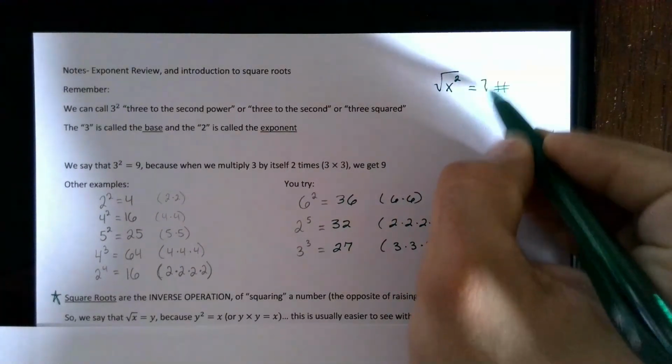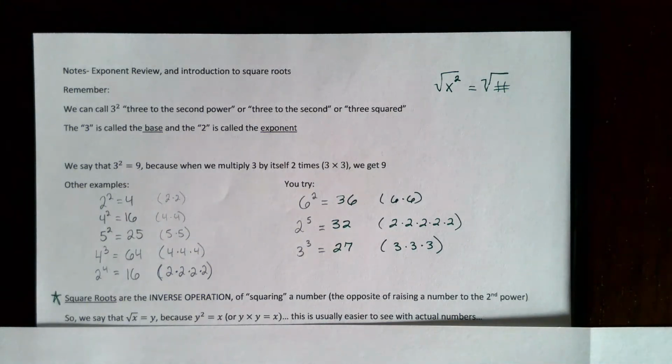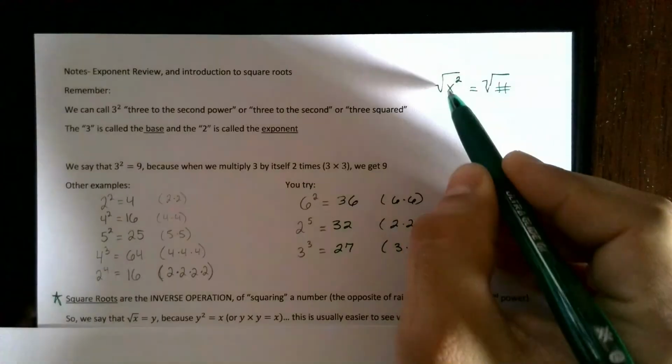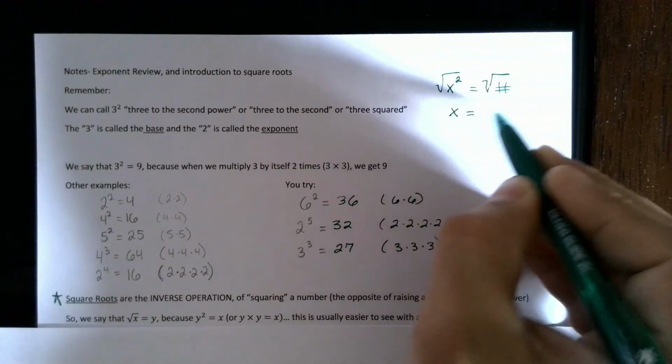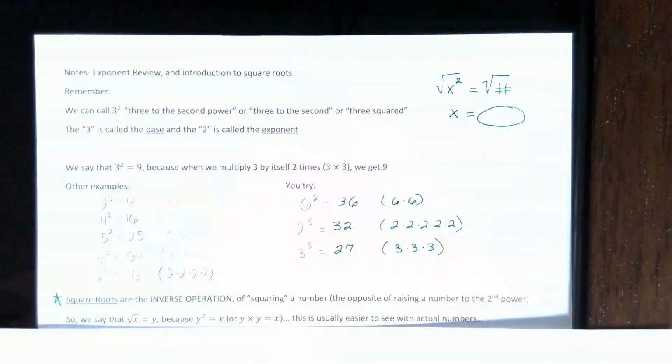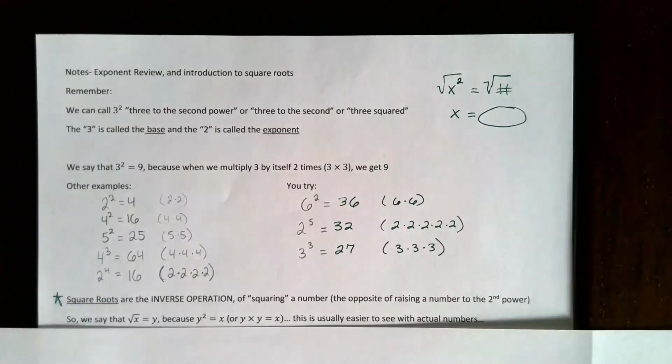So, just like everything else we did algebra-wise, the algebra step would be taking the square root of both sides. And the square root of x squared is x. And over here, I'd put the answer to whatever the square root of that number is, depending on what number is under that square root. All right, we're going to talk about calculating those square roots right now. But that's really important right there.